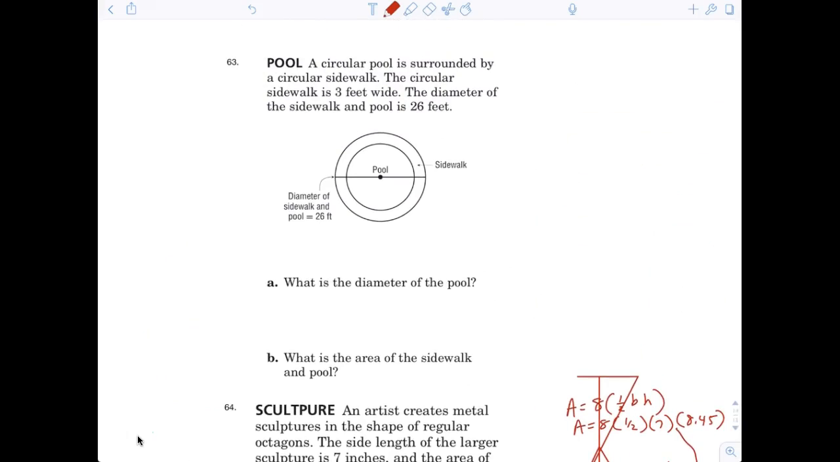All right, let's look at 63. It says a circular pool is surrounded by a circular sidewalk. The circular sidewalk is 3 feet wide. The diameter of the sidewalk and the pool is 26 feet. What's the diameter of the pool? That's easy, right? 20 feet. Does everybody agree? Right? Come on now.